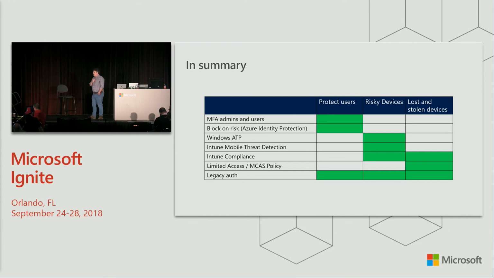For risky devices, using the Windows ATP integration and Intune mobile threat detection across Windows and other platforms, and then Intune compliance to push that out is the main features there. And then limited access plus MCAS for helping lost and stolen device, along with the Intune compliant device scenarios, allows you to have this richness of data protection on the device while also keeping your users productive, since they don't necessarily have to have this enrolled device, and they can still have some restricted access.